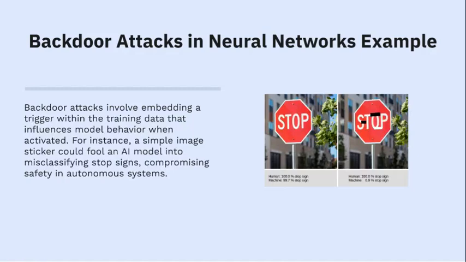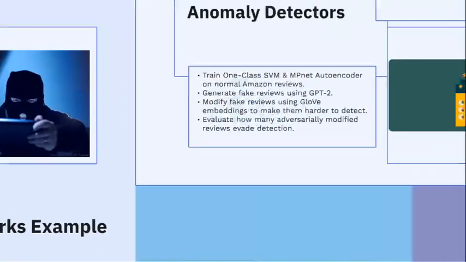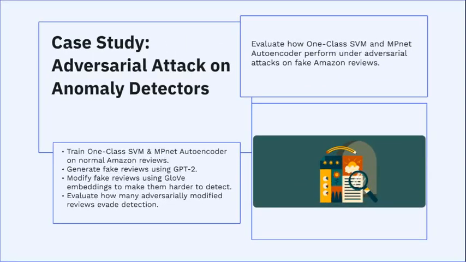So, to understand these attacks better, I have done a case study evaluating a one-class SVM anomaly detector and also an MPNet autoencoder to perform some adversarial attacks using fake Amazon reviews. We are classifying Amazon reviews as fake or not fake, whether generated from GPT or from other sources. The step-by-step process involves training a one-class SVM and MPNet encoder on normal Amazon reviews.